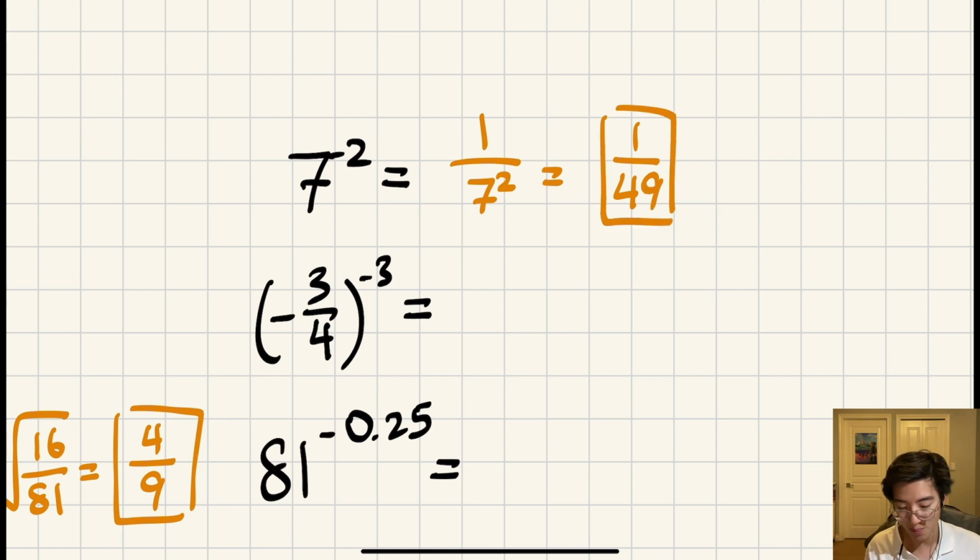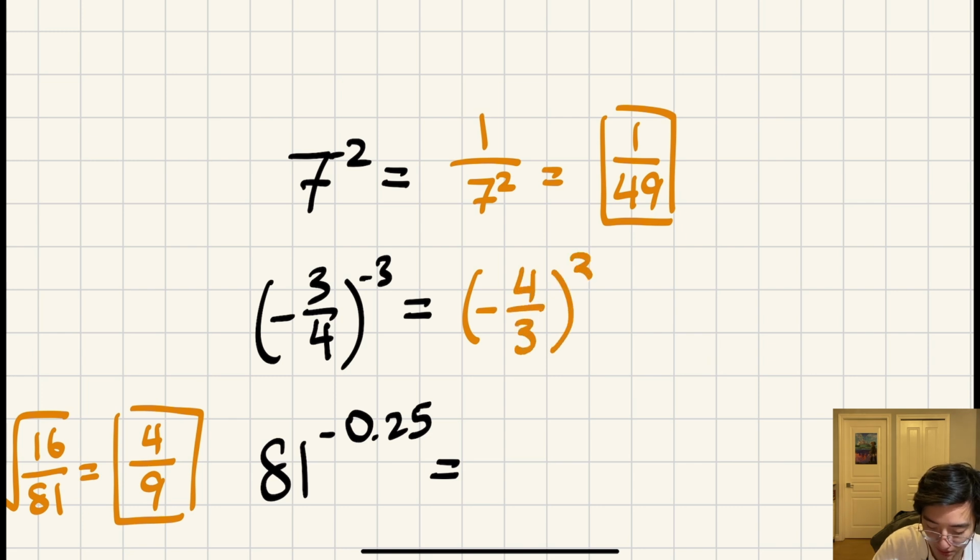All we're doing here is squaring this thing and then flipping it upside down. Okay, so now here's something interesting. We have a negative 3 with a fraction. All we are doing here, once again, is flipping everything upside down. That's what the negative is. So what we end up with is 4 over 3 to the power of positive 3. All this negative sign did was essentially flip the fraction around. That's a reciprocal. 3 over 4 times 4 over 3 gets us 1. So that's why we flip it upside down.